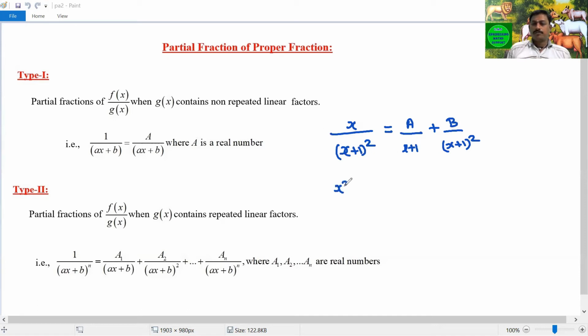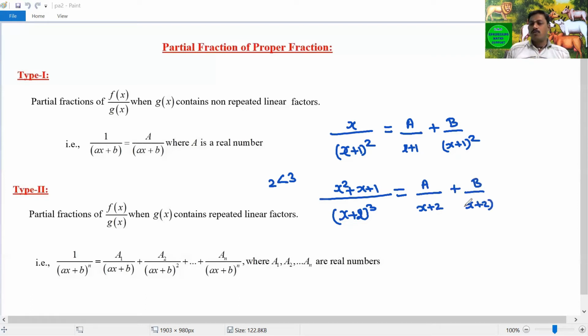Suppose x square plus x plus 1 divided by x plus 2 the whole cube. If you observe this, the denominator power is more than the numerator power. The numerator power is 2, the denominator power is 3. The degree of f of x is less than g of x, so it is a proper fraction. If you observe this, it is a repeated linear factor form. So you can write the partial fraction as A by x plus 2, B by x plus 2 the whole square plus C by x plus 2 the whole cube.